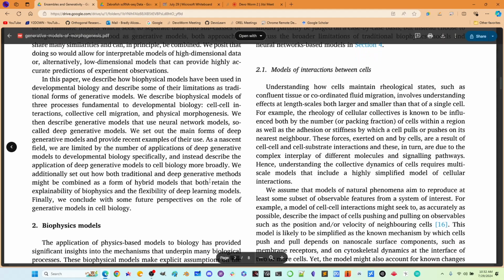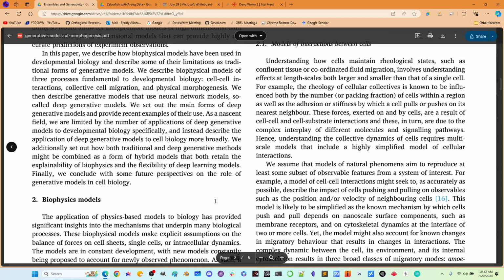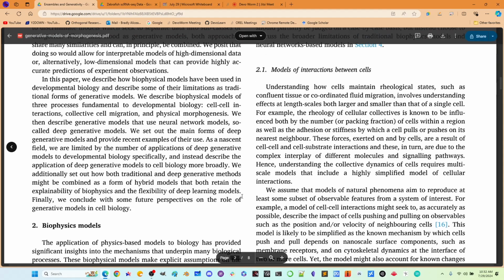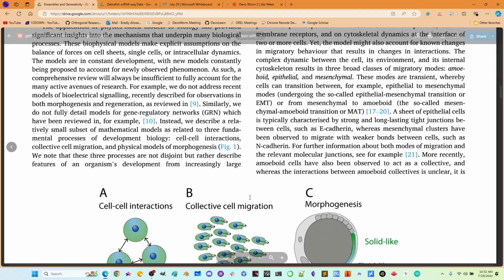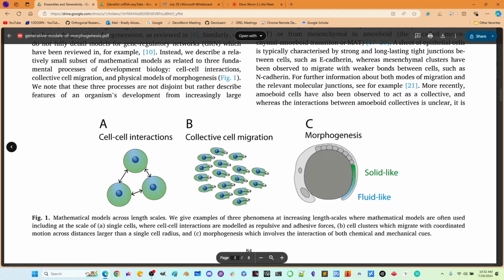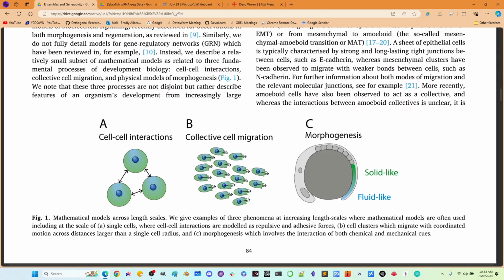And then they talk a little bit about combining traditional and deep generative methods as a form of hybrid models that both retain the explainability of biophysics and the flexibility of deep learning models. So this is where they get into the biophysics models: the interactions between cells, cell-cell interactions, collective cell migration, and morphogenesis. So here you have these different mathematical models across length scales.